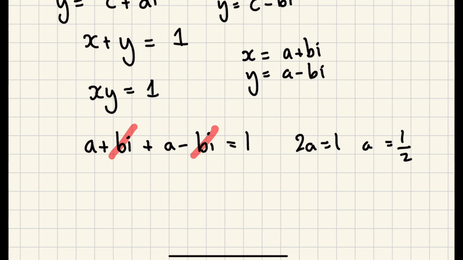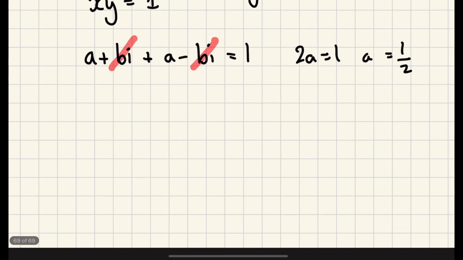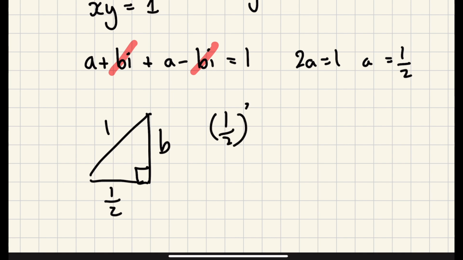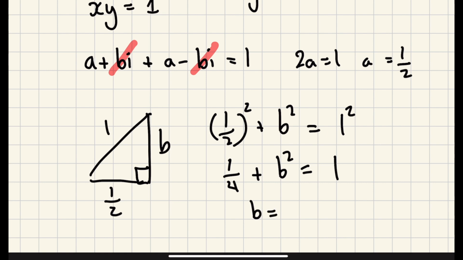Alright? Now, because they're both conjugates and they both multiply to make 1, you know that the magnitude of this complex number must be 1. And because we know one side of it now, we can just draw it out like a right angled triangle. So we've got a half here, and then we've got the imaginary part b, and then we know this is 1. Well, this is just Pythagoras' theorem, so you have a half squared plus b squared equals 1 squared, so you get a quarter plus b squared equals 1. And therefore, when you rearrange this, you get b equals root 3 over 2.